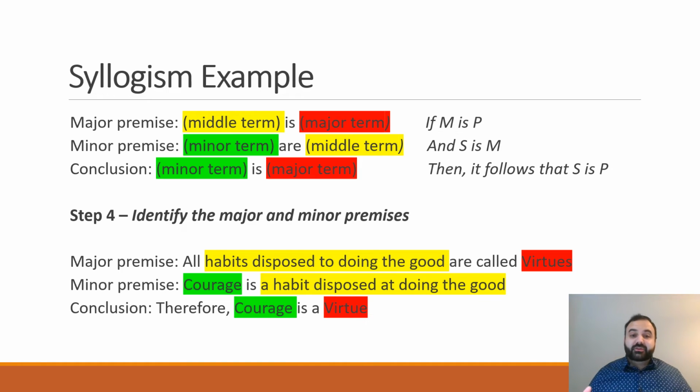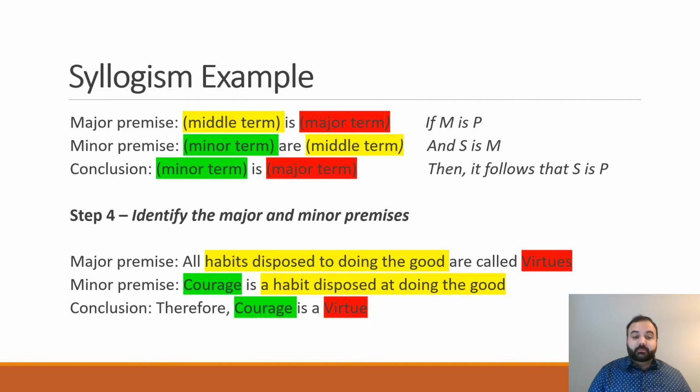So now you just have to put it all together in order to write your major and minor premises. We put the middle term and the major term together. In this case, we're going to use the definition of virtue as our middle term. We write: all habits disposed to doing the good are called virtues. That is a true premise. To say that all habits that are disposed to doing the good are virtues, as opposed to habits disposed to doing bad or evil, those are vices. So that is a true statement.